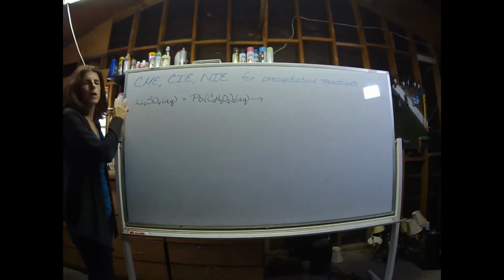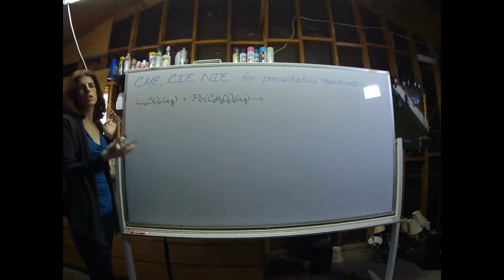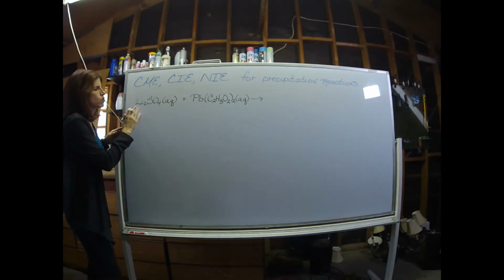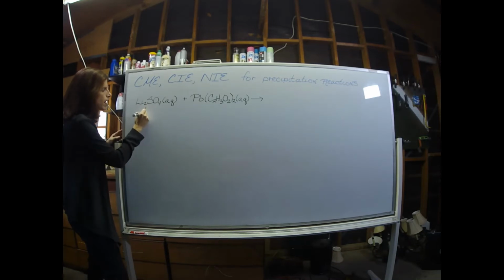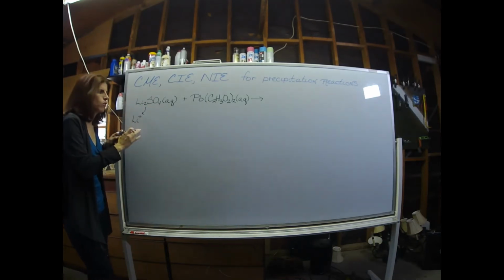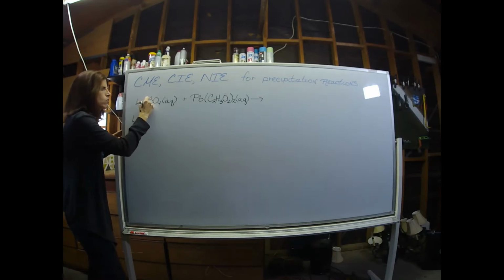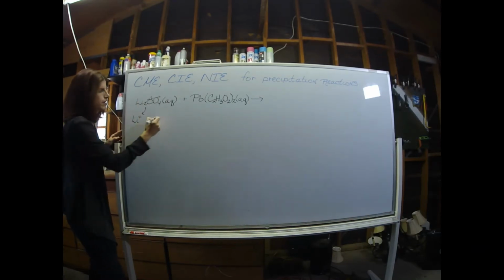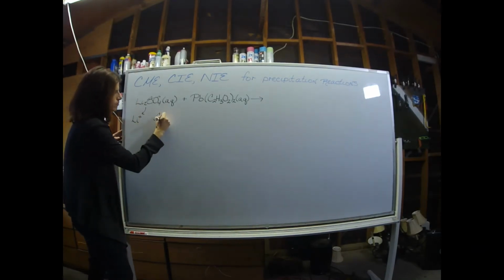Let's start by breaking down these compounds into their respective ions. So for lithium sulfate, I know that lithium is in group 1 and it's going to have a +1 charge. I'm not going to bring down the 2 because the 2 belongs to sulfate. That's the charge on the sulfate.